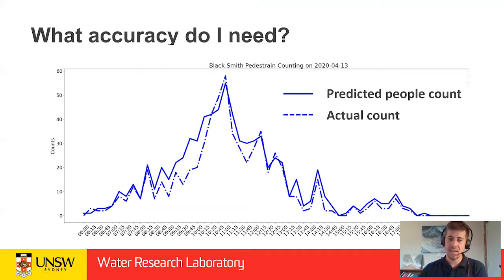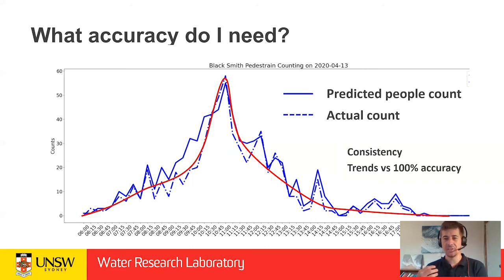But when it comes to counting people on the beach, all I'm personally interested in is consistency. So here you can look at an idealized orange line of what are the general trends in beach visitation. I don't personally mind if I'm not 100% accurate in counting people on a beach. It's more about what are the trends.